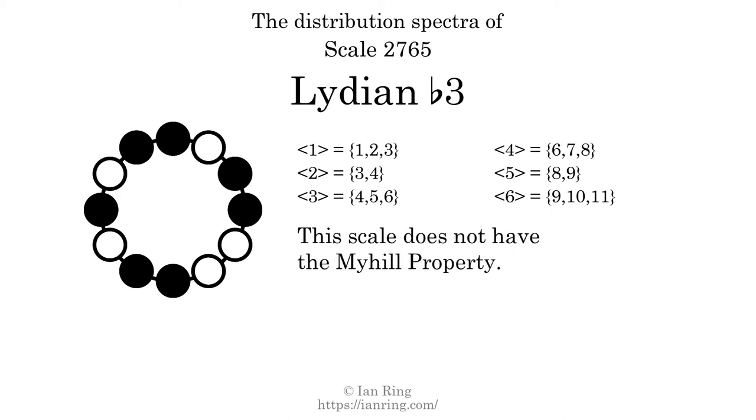If every spectrum has exactly two specific intervals, we call that the Myhill property. This scale does not have the Myhill property. Since the generic interval ranges do not overlap, this scale is proper. But it is not strictly proper because some specific intervals appear in more than one spectrum.